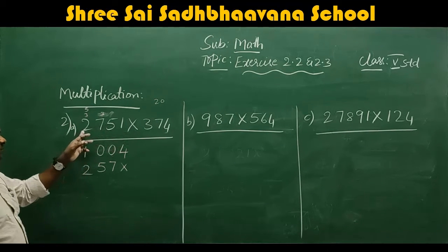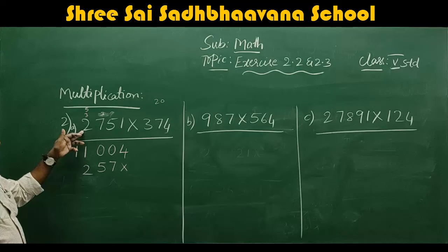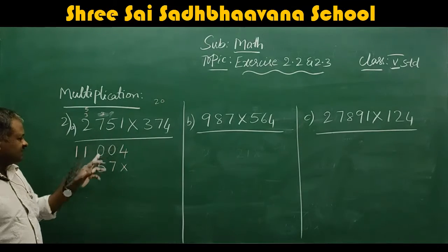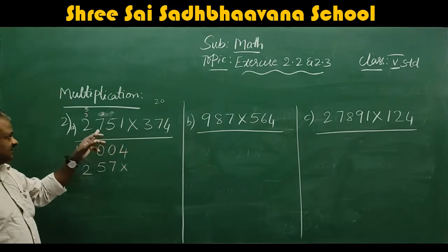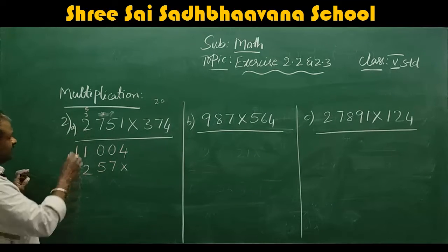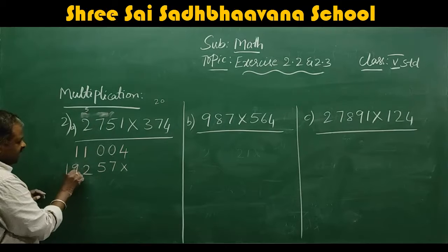7 twos are 14. Once again I will multiply. 7 ones are 7, 7 fives are 35, carry 3, 7 sevens are 49 plus 3, 52, 7 twos are 14, 14 plus 5, 19.